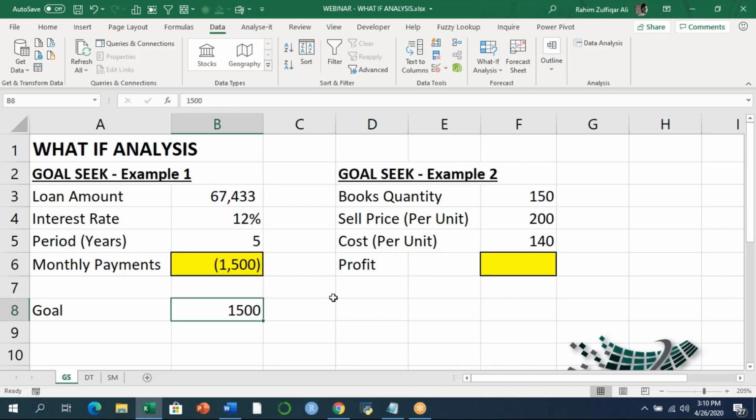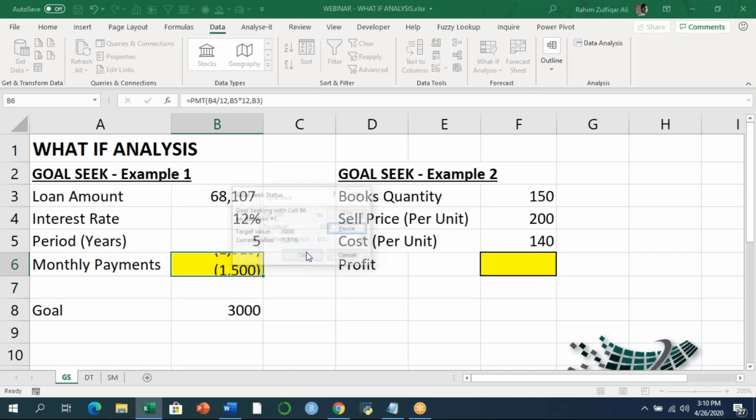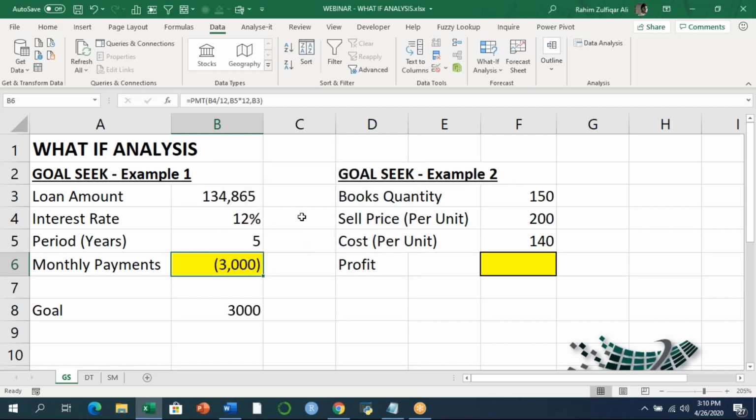For example, if you can pay more, say 3000 as your monthly payment, and you want to know how much loan you can acquire from a bank, you can also do this with Goal Seek. Same method, we go to What-If Analysis, click on Goal Seek. Now we need to set the value to 3000, and we will pick the variable which is the loan amount, and in our case the cell is B3. So very quickly it gives us the accurate amount, which is 1,34,865, so that we can pay a monthly payment of 3000 for the next 5 years at 12% interest.